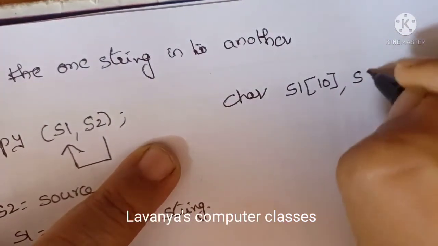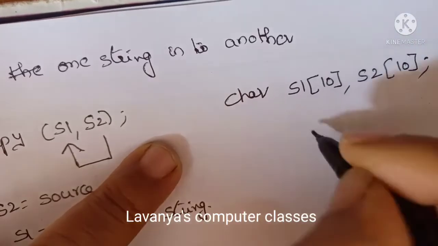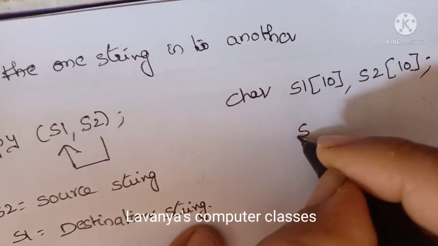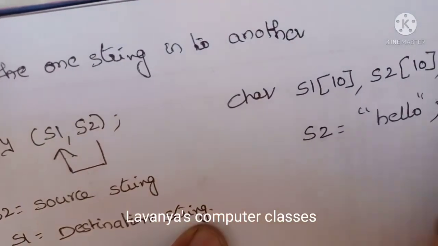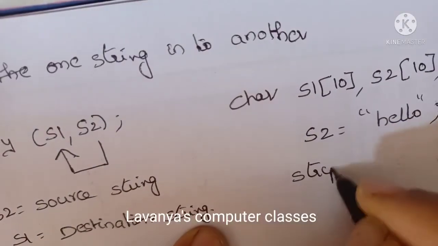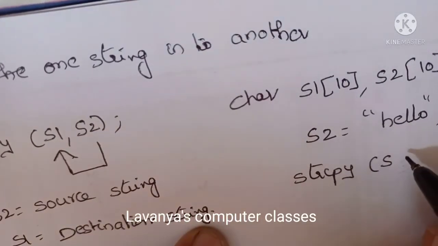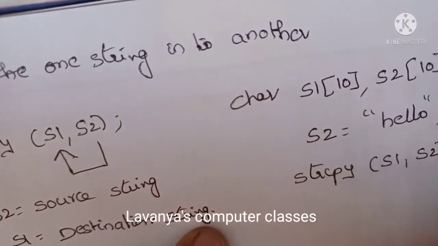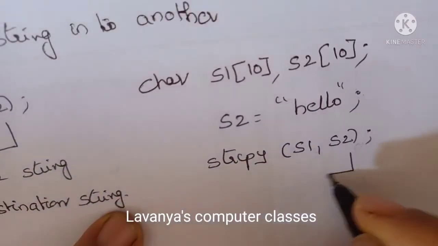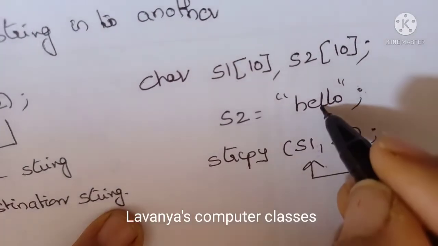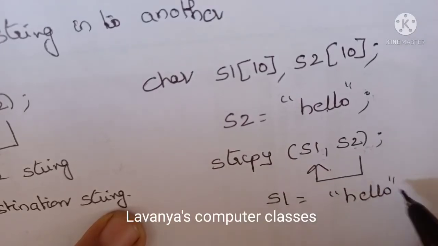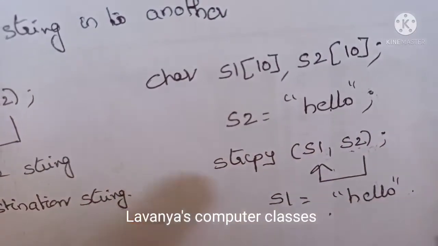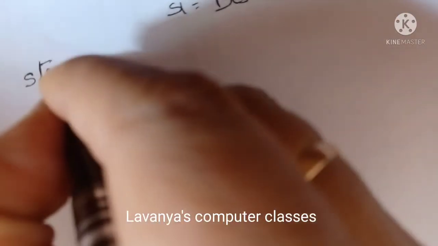For example, character, this is the defining of string data type, s1 of 10, s2 of 10. I define just two strings, s1 comma s2, both with size 10. I will take s2 as hello. Now I am using strcpy s1 comma s2. S2 has some value. S1 does not have any value, just an empty string. So now S2 is copied into S1. After finishing this function, what is the value of S1? Now S1 is also hello, because S2 has the value hello and S2 is copied into S1.